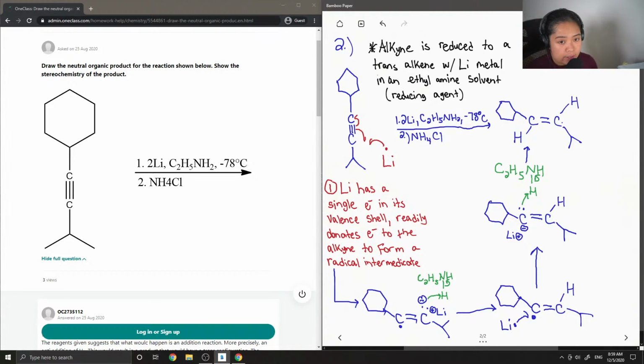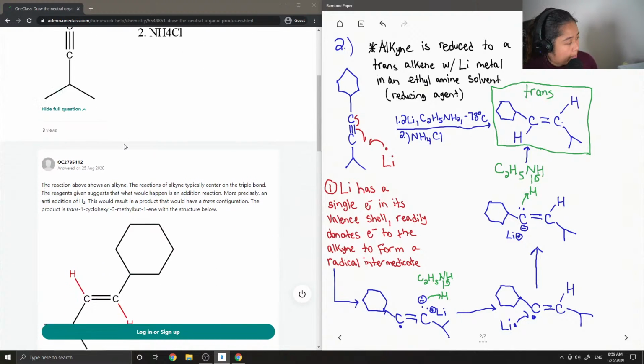And then notice that our structure is in the trans position. So meaning the two substituents, so that's cyclohexane and that isopropyl group, are on opposite sides. Okay, so let's see what the junior tutor said.